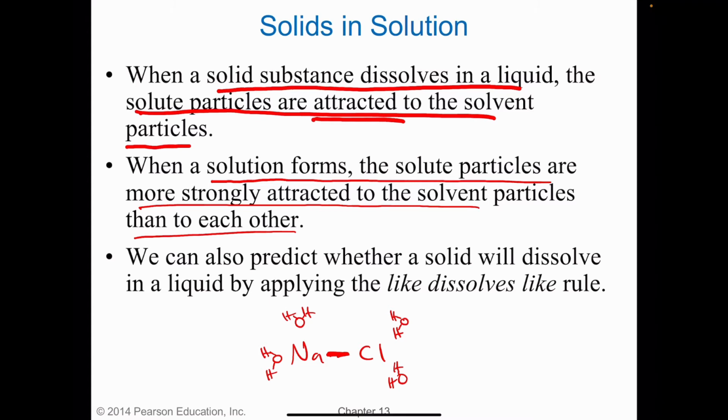But we can also just predict whether a solid will dissolve by using like dissolves like. So a solid doesn't have to be an ionic salt. A solid could be a piece of lard or something. Lard is generally a fat, might be obtained from animal fat, but it's also nonpolar. It's just like an oil, and it's not going to dissolve. That would be like dissolves like helping us to predict that, because lard is nonpolar, water is polar, so those two are unlike each other.